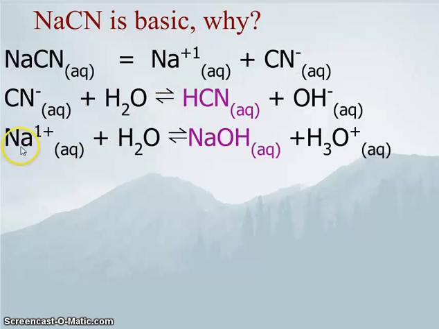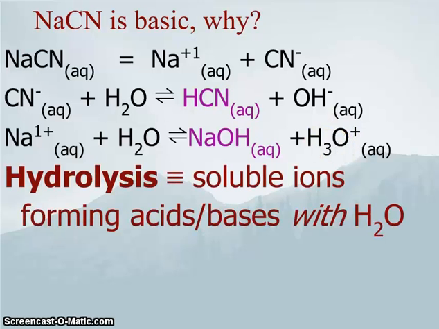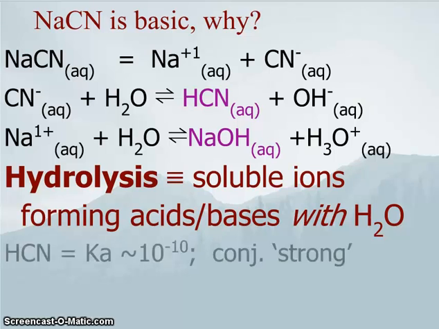In the second equilibrium, however, sodium ion is the conjugate of sodium hydroxide, which we know is a very strong base. So this equilibrium lies very far to the left. Since it lies far to the left, there's very little hydronium ion, and so the hydroxide ion dominates. This is the entire concept of hydrolysis: these soluble ions form acids and bases in aqueous solutions with the water. As long as you have a soluble ion, you have acids and bases. We're going to compare the relative strengths of those acids and bases to predict whether the solution will be acidic or basic. It can get complex, but we're not going to go that complex.